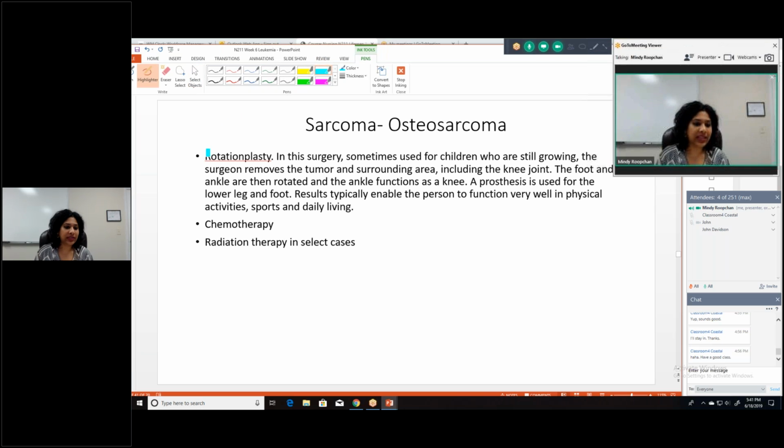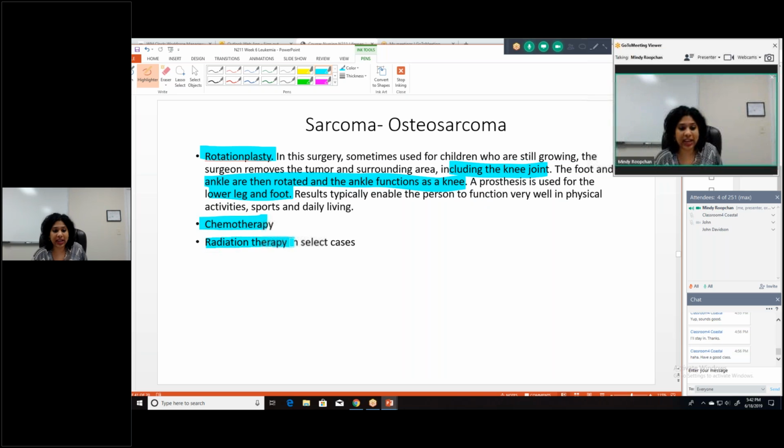We have rotationplasty. This surgery is used for children who are still growing. Remember, their bones are still growing, right? They have the plate and their line, the epiphyseal line. So the surgeon removes the tumor and the surrounding area, including the knee joint. The foot and ankle are then rotated so the ankle functions as a knee. A prosthetic is used for the lower leg and foot, and results typically enable the person to function very well. Chemo and radiation are used in select cases as well. So rotationplasty, if you are able to Google it or read about it more, is a very interesting type of surgery.